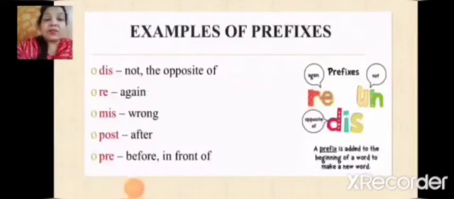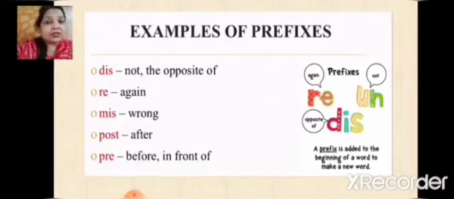Children, let's check a few examples of prefixes. Dis generally means not or the opposite of something. Re means again. Miss means wrong. Post means after, and pre means before or in front of.